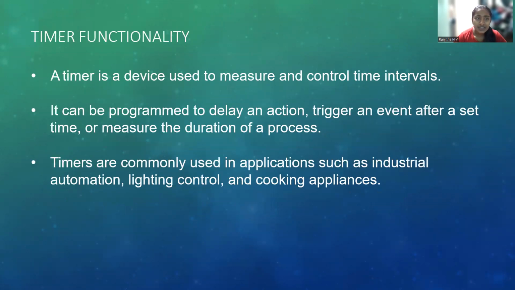Next, what is meant by timer functionality? A timer is a device used to measure and control the time interval. It can be programmed to delay an action, trigger an event after a set time, or measure the duration of a process. Timers are commonly used in applications such as industrial automation, lighting control, and cooking applications. The timer can be used in other appliances like cooking, lighting controllers, etc.